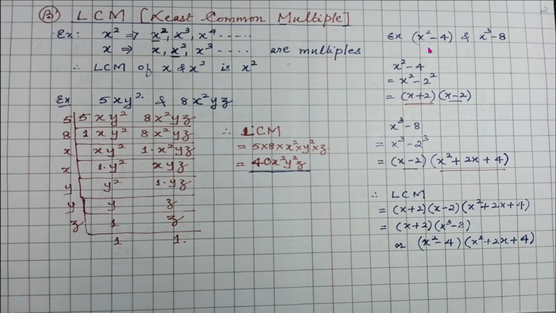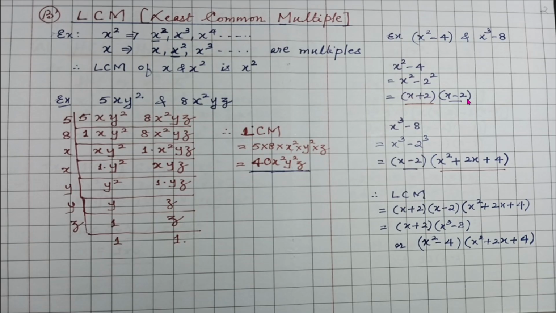Now, to find the LCM of x² − 4 and x³ − 8. x² − 4 becomes x² − 2², which is in the a² − b² form. It is (x + 2)(x − 2) by applying the identity a² − b² = (a + b)(a − b). Now x³ − 8 is x³ − 2³. Use the identity a³ − b³ = (a − b)(a² + ab + b²). Therefore (x − 2)(x² + 2x + 4) are the factors of x³ − 8. Now compare the factors here.